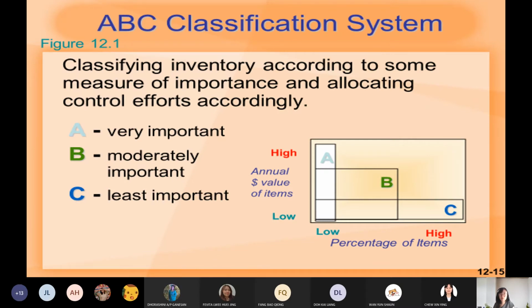In the tutorial, you will see questions something like this, ABC. As I mentioned during the lecture, A is the most important and high value but limited, very few items only, because you want to have high attention on that. B is the average, important. C is the least important and a lot of quantity.